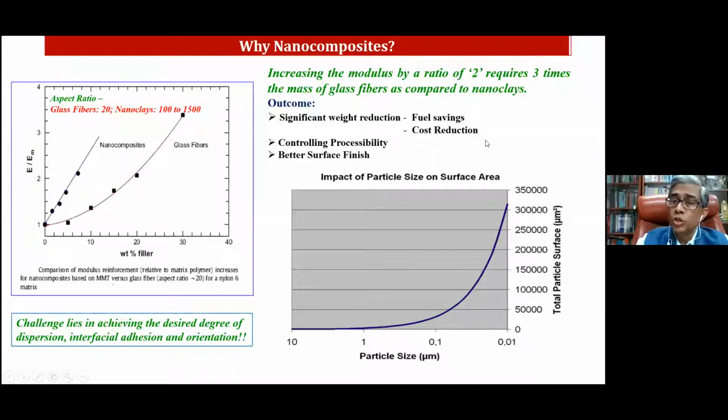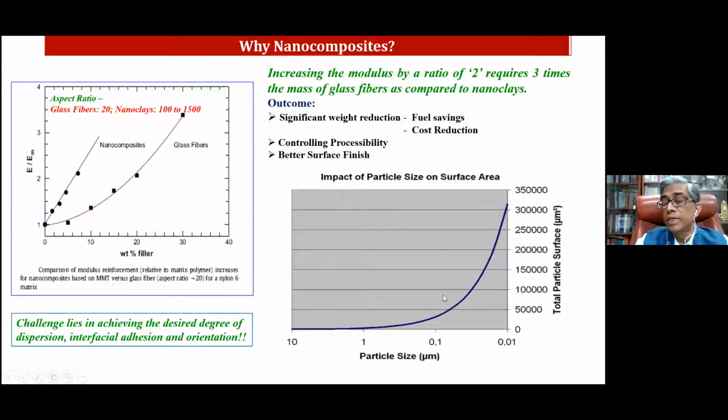If we can go for nanofiller, reducing from 20% to 5% or 6%, we are doing significant weight reduction in the nanocomposite, and that may lead to fuel savings and cost reduction. I know there will be a debate on the cost reduction, but we will work on it. If we can control the processability, then in addition you have a lot of other exceptional properties, like better surface finish and all that.